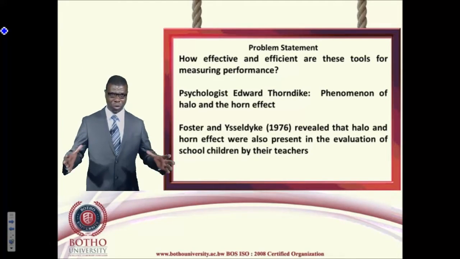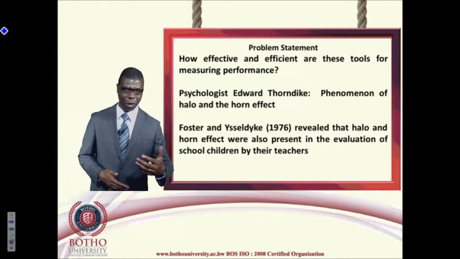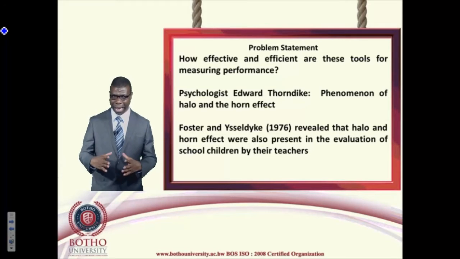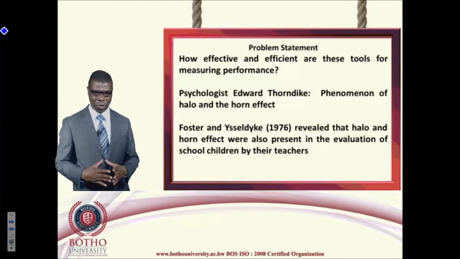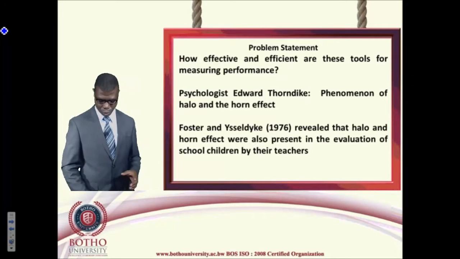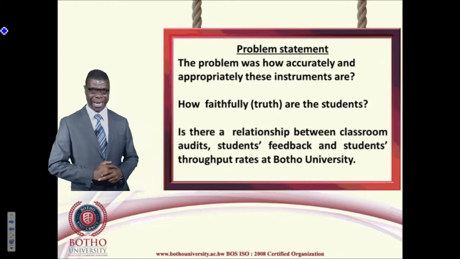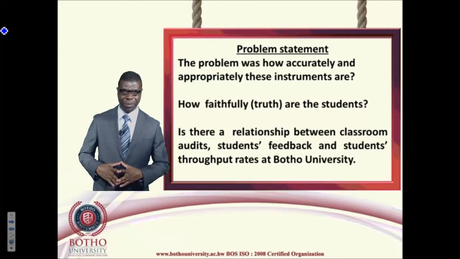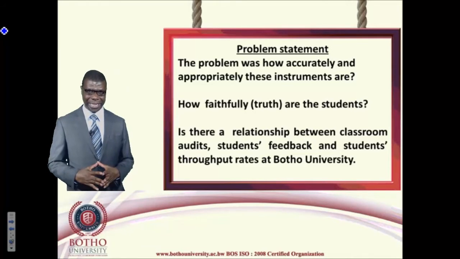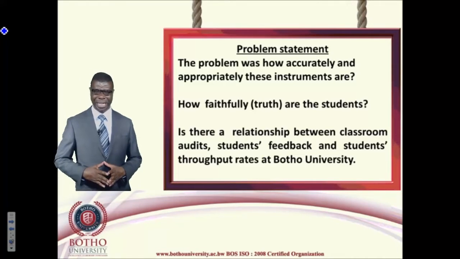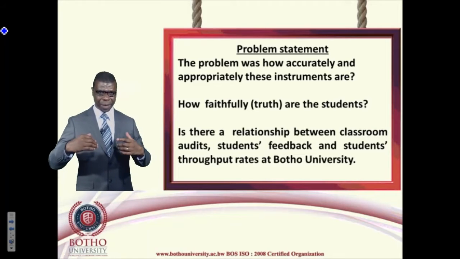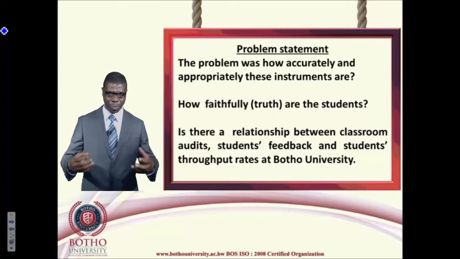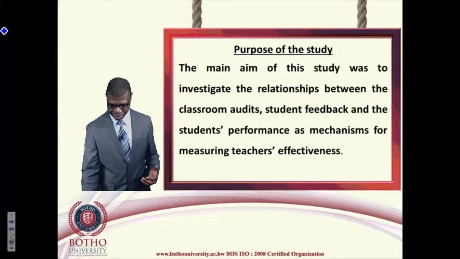It was also discovered by Foster and Yeselbeck, 1976, when they revealed that there was also a halo and horn effect when the actual teachers were measuring their school students, classroom children. The problem statement in this study is to see how truthful the students are, to see the relationship between classroom audits, student feedback, and student throughput at Botho University.